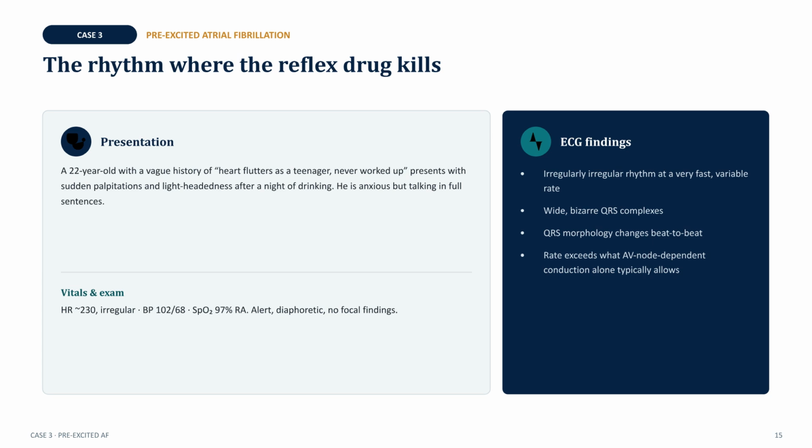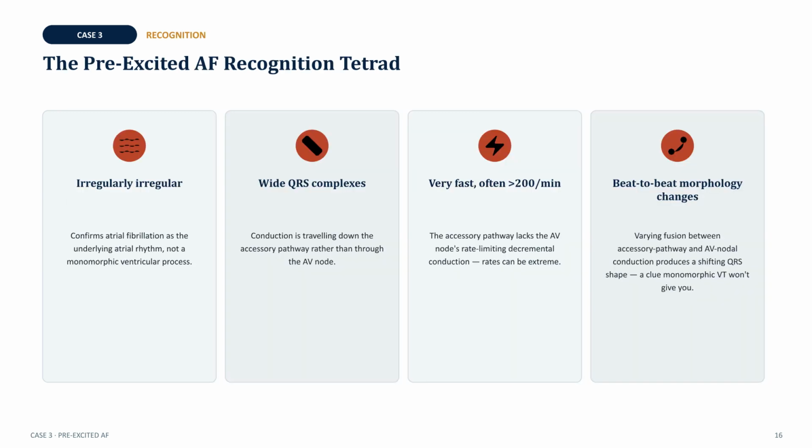This is a life-threatening rhythm. The key features are an irregularly irregular rhythm, a very fast and variable rate, and wide, bizarre QRS complexes that change morphology with every beat. Recognizing this rhythm is critical.